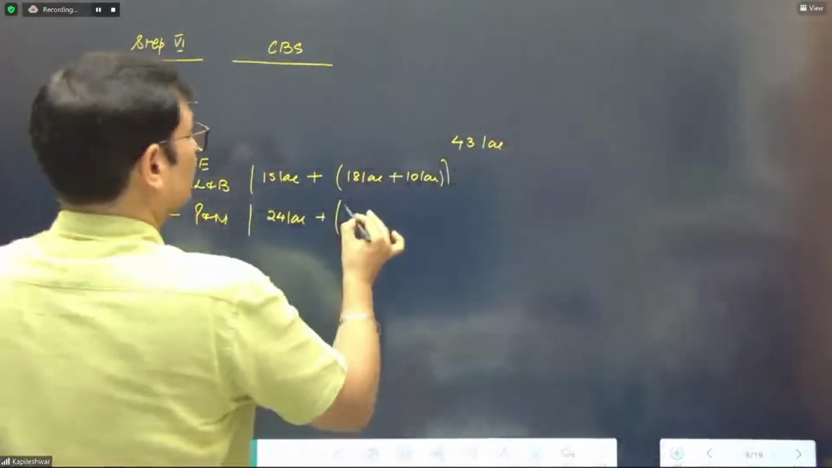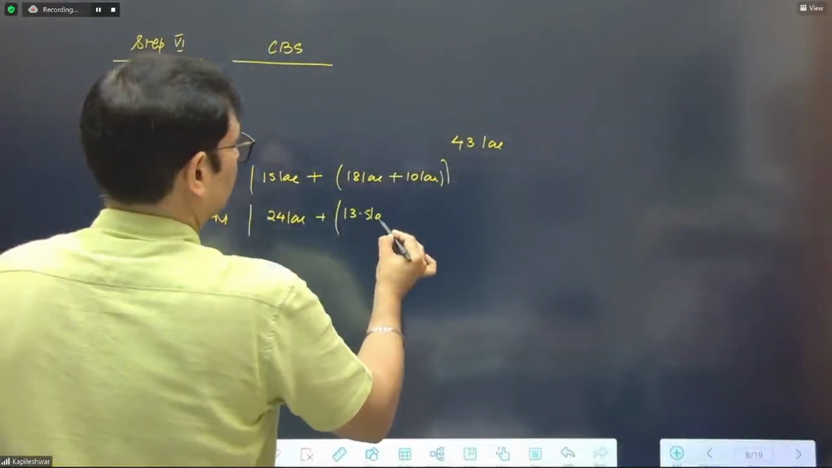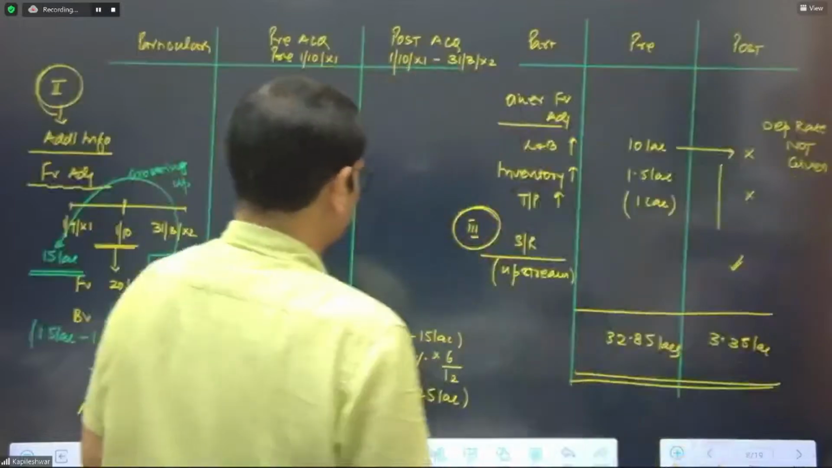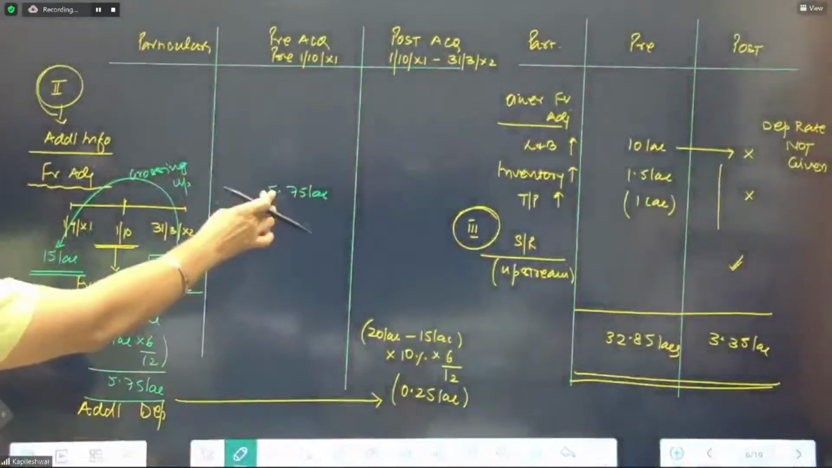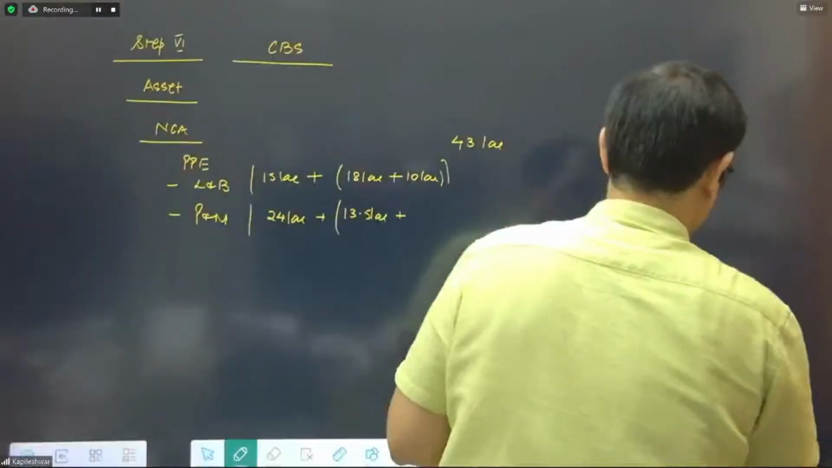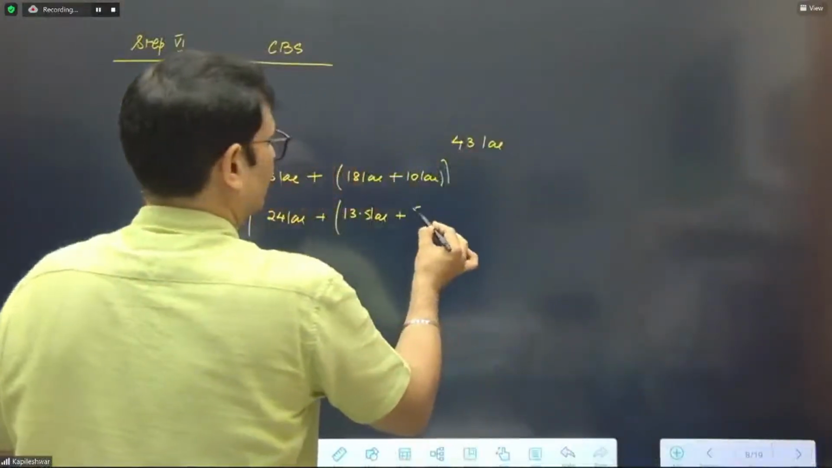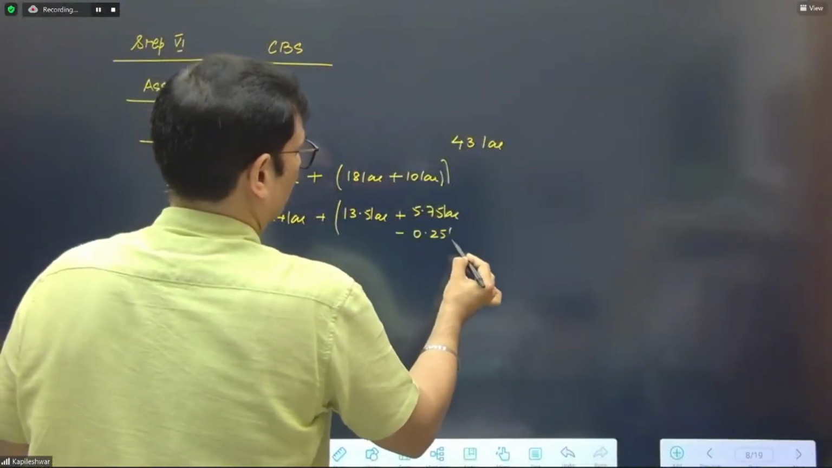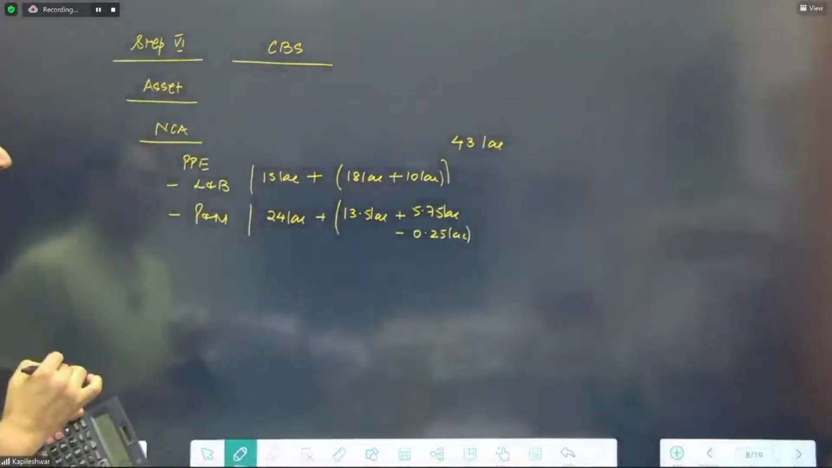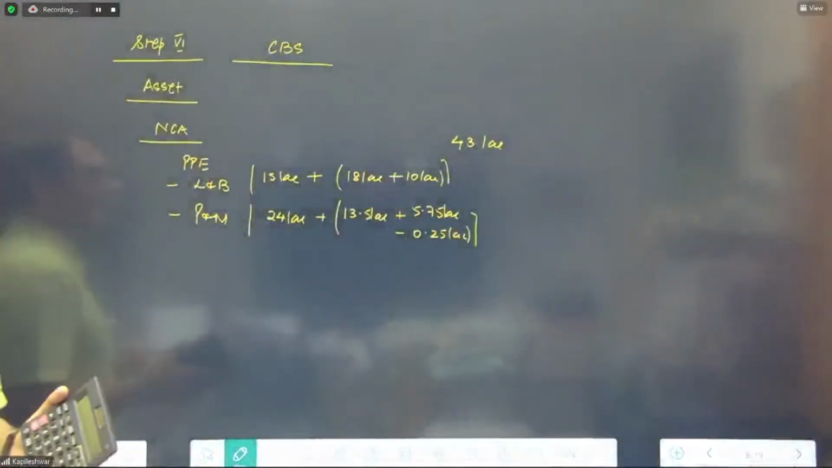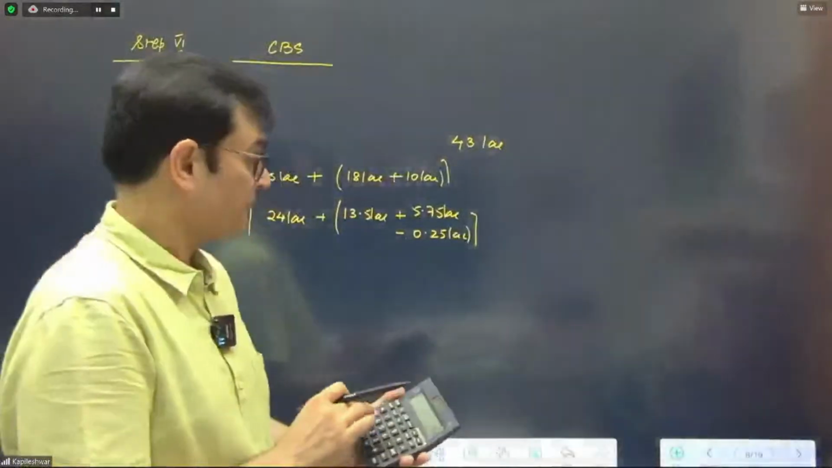So the book value was 13.5. Then there was a fair value increase and additional depreciation. The fair value increase was 5.75 and there was an additional depreciation of 0.25 lakhs. So we need to consider the fair value increases and the additional depreciations as well.